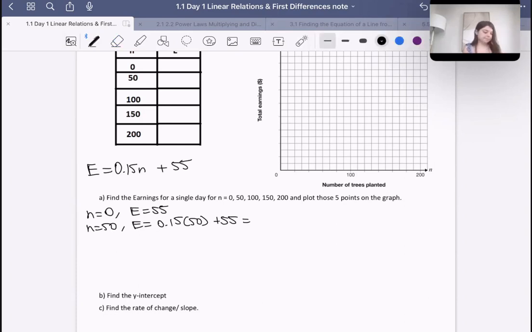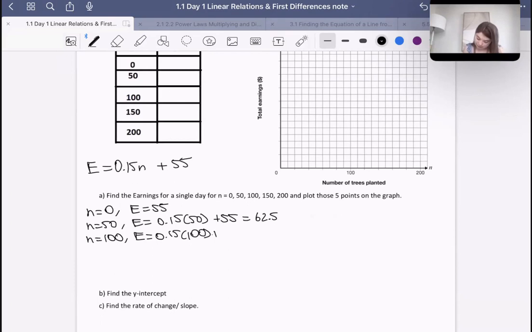Let's see. 0.15 times 50, which is 7.5, plus 55 is 62.5. Good. And then we have n equals 100, so that's going to be e equals 0.15, so 15 cents times 100 trees that she's planted, plus 55 is going to equal, let's see, 15 plus 55, which is $70.